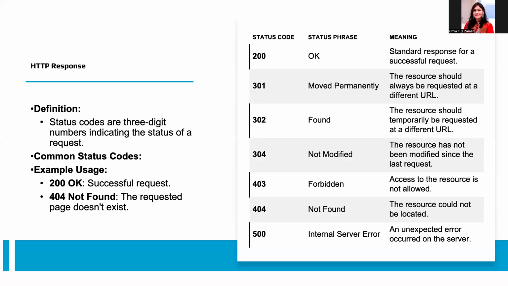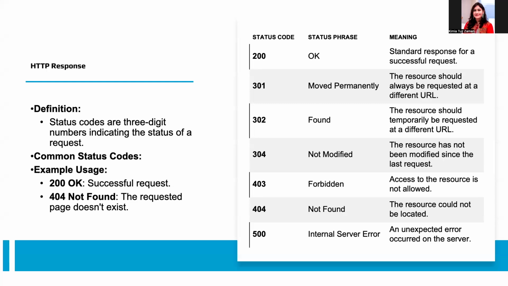Now let's talk about HTTP responses and status codes. These are three-digit numbers that indicate the outcome of a request. The most common status code is 200, or OK, which indicates that the request was successful and the server is returning the requested resource. There are other important status codes as well.